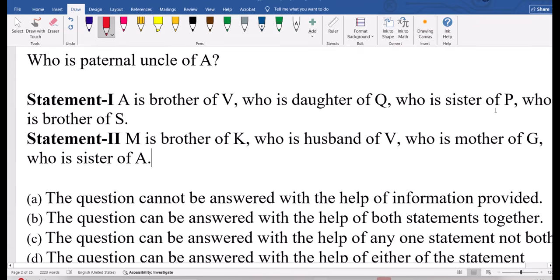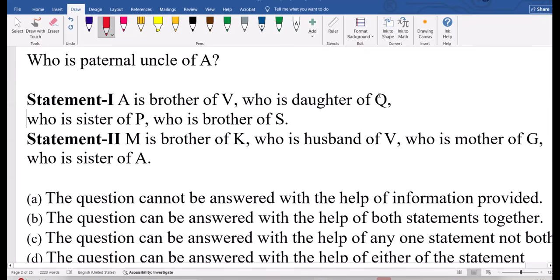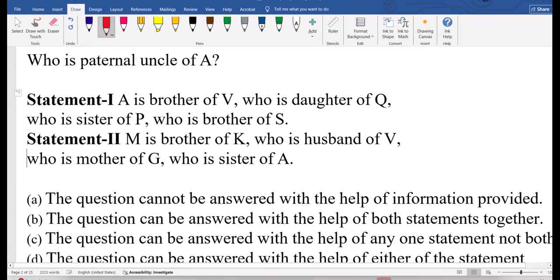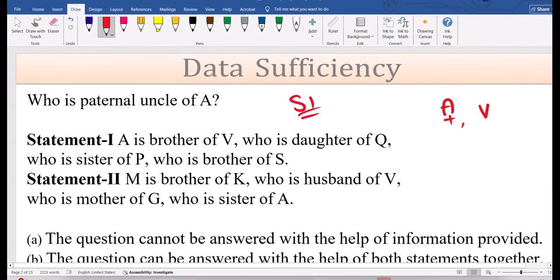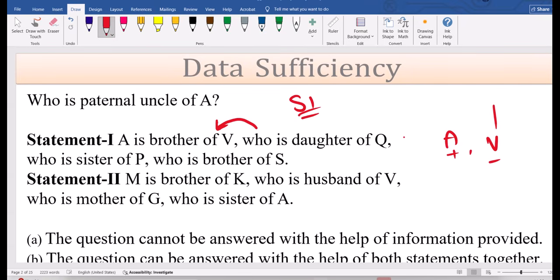So as per 1 alone, what's the data you have? A is brother of V, who is daughter of Q. So I am trying 1 alone. A is brother of V, who is the daughter of Q. So V is the daughter of Q. Who is related to V here? A is brother of V, V is daughter of Q. This relates to the immediate person.